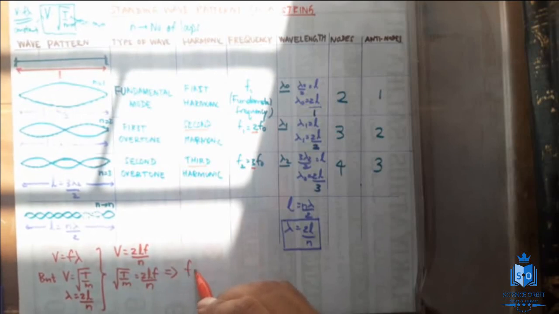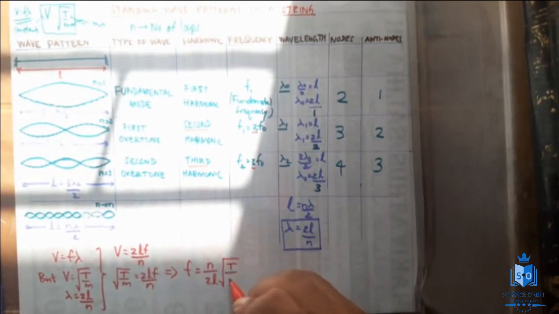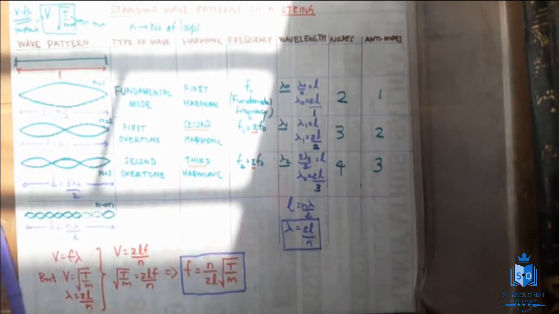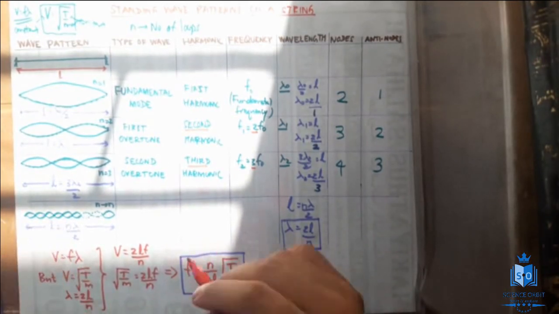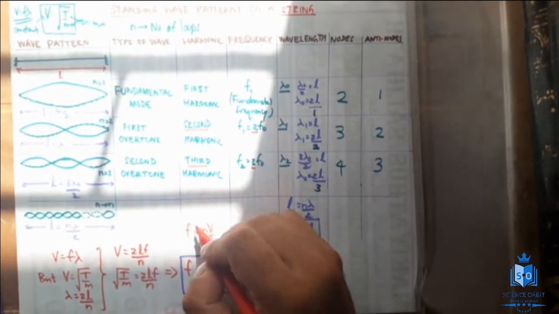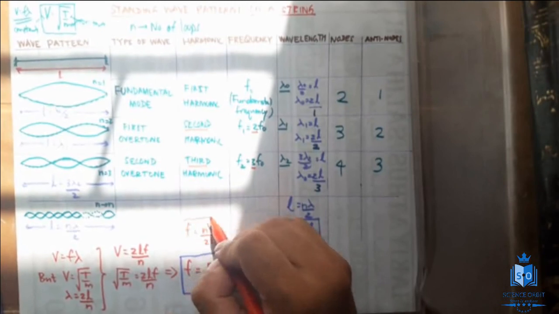So when I make f the subject, what will happen? I will get an equation like this. n goes up, 2L goes down: f equals n over 2L times the square root of T over m. One of the most important equations you have to remember when it comes to this lesson. If you want it to be simpler, you can use this also: f is equal to nv over 2L. You can use that equation also.